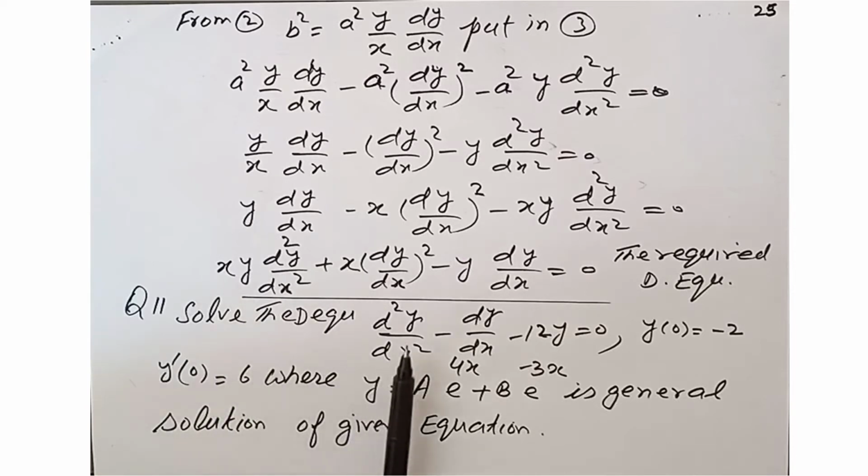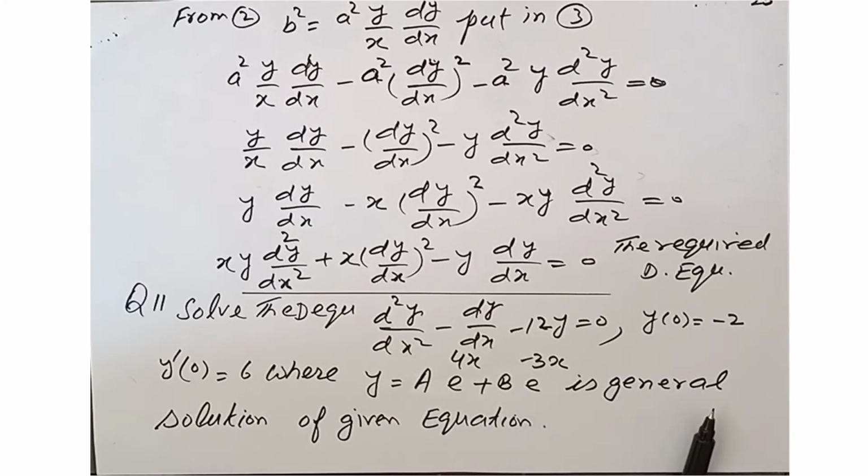Question 11, solve this equation d2y over dx square minus dy by dx minus 12y equal to 0. This is the initial condition, y of 0 equal to minus 2 and y dash 0 equal to 6. So by using these 2 points we have the boundary value problem where y equal to a e to the 4x plus b e to the minus 3x is the general solution. The solution is given. Now we have to find the values of a and b by putting these boundary conditions.